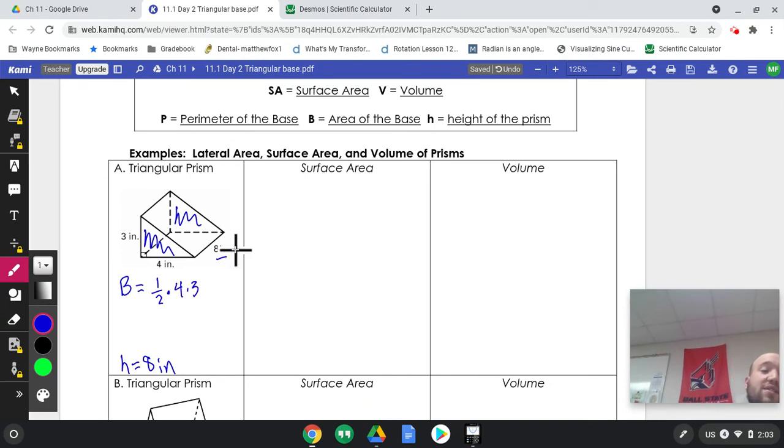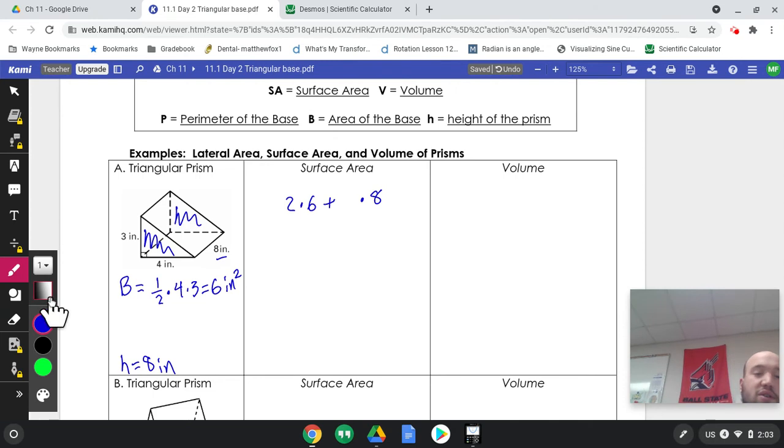Now keep in mind that when I say base times height, the base of the triangle is 4, the height of the triangle is 3. Those are different than the height of this prism. Okay, so 1/2 times 3 times 4, that's always what we do for a triangle. 1/2 of 4 is 2, 2 times 3, it'll just be 6 inches squared. Okay, now to figure out the perimeter of the base, so we know it's 2 times that B, so 2 times 6 plus perimeter times the height, which we said the height is 8.